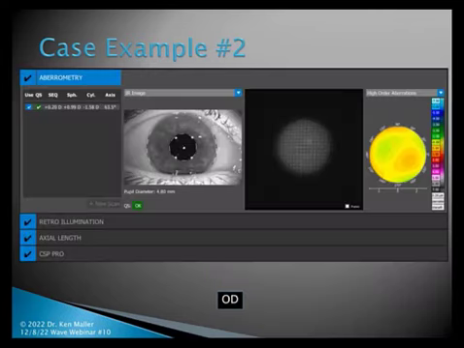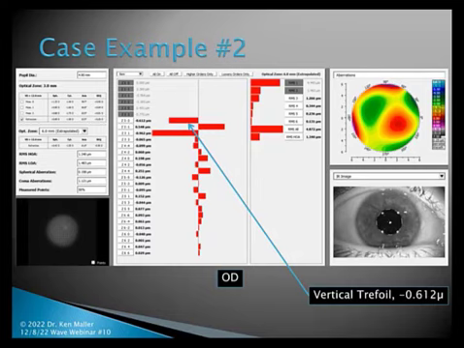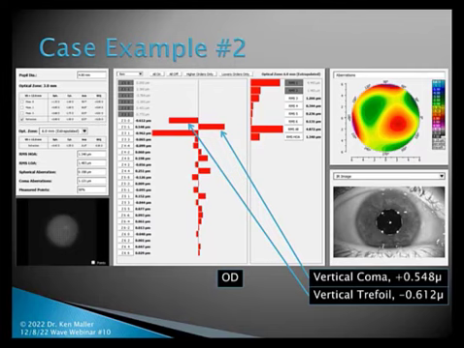This was the screen for aberrometry that was taken on that day. And you see I expanded out the aberrometry section, even though I did all 4 scans on the suite. But on the aberrometry, we can see over here, these results were given. And just to take a look at this, we can see why she's fairly unhappy. The vertical trefoil was 0.612 microns. Vertical coma was 0.548. And the horizontal coma is 0.962.